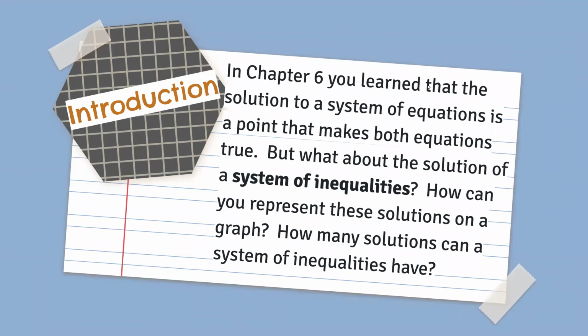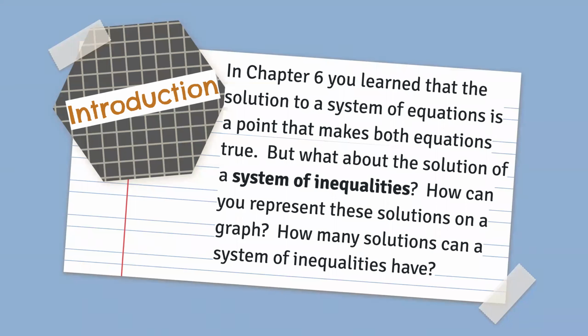So in chapter 6, you learned that the solution to a system of equations is a point that makes both equations true. Remember, we worked with systems involving the elimination method, equal values method, and substitution. And our solution, graphically, was where they intersected.